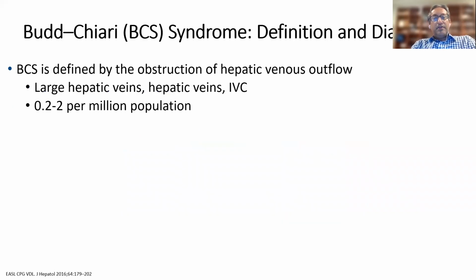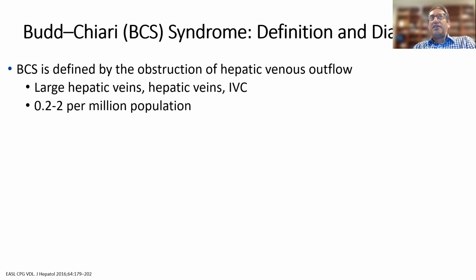So Budd-Chiari syndrome is defined by obstruction of hepatic venous outflow, and it can be anywhere from the hepatic venules to large hepatic veins to the IVC. It is overall rare, and depending on different studies, it can be seen in 0.2 to 2 per million population.